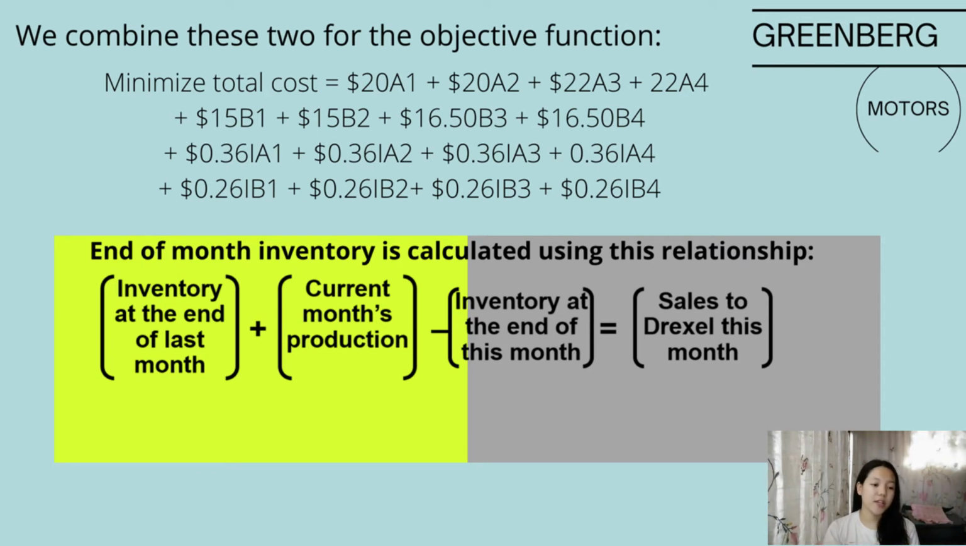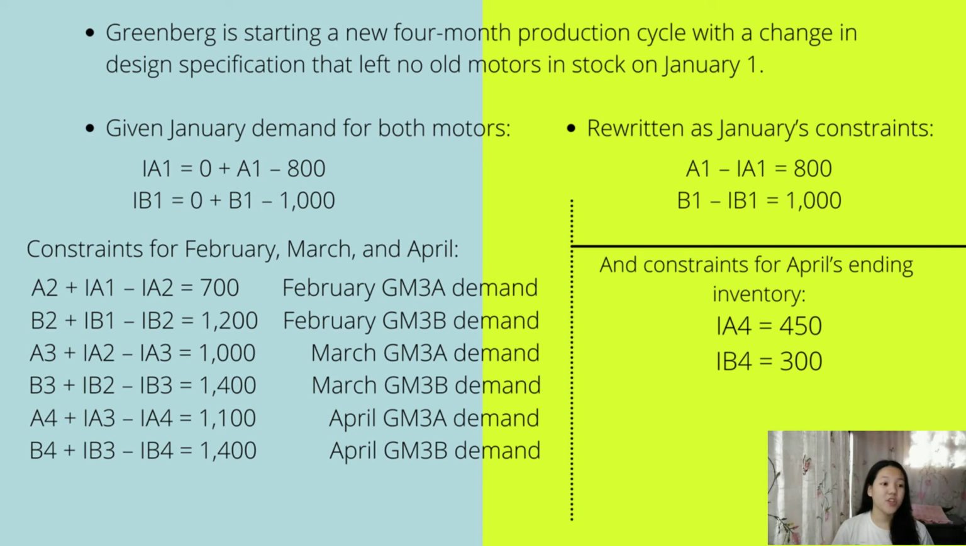And showing here is how the end-of-month inventory is calculated. Okay, the inventory at the end of the last month plus the current month's production less the inventory at the end of the month is equal to the sales of Drexel this month. Here, there are changes in demand. Greenberg is starting a new 4-month production cycle with a change in design specification to the left, with no old motors in stock in January. So, January is again the month we will work on here.